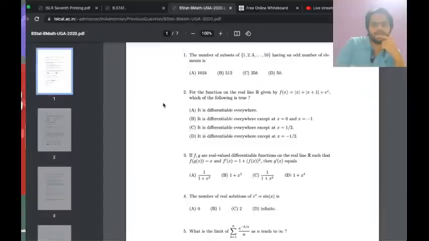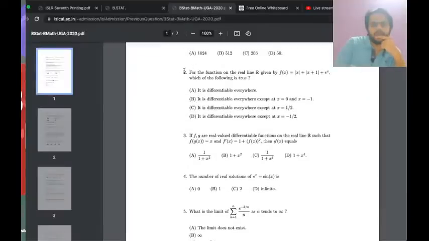The next question is: for the function on the real line given by f(x) = |x| + |x + 1| + e^x, which of the following is true? And I need to check the differentiability.